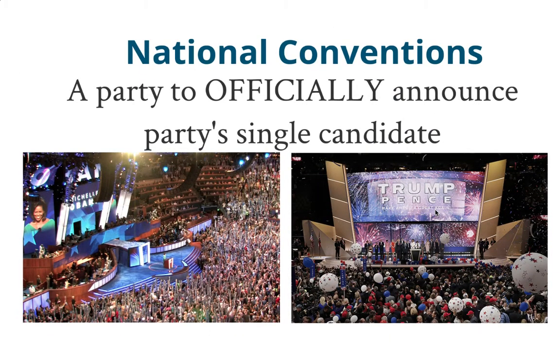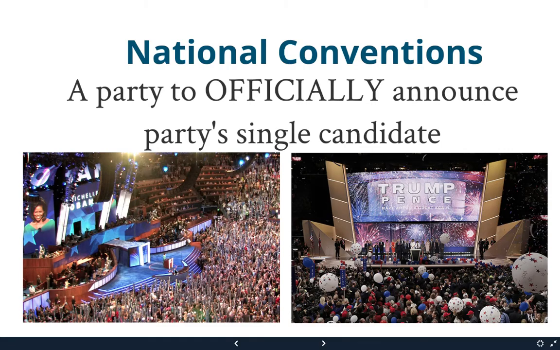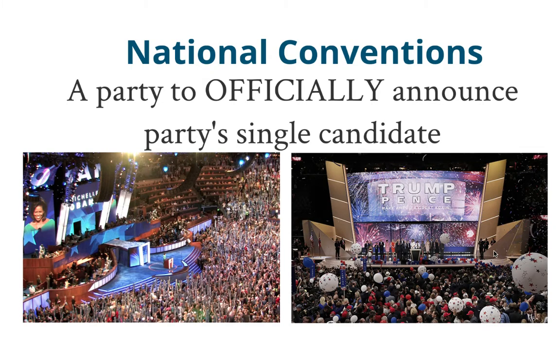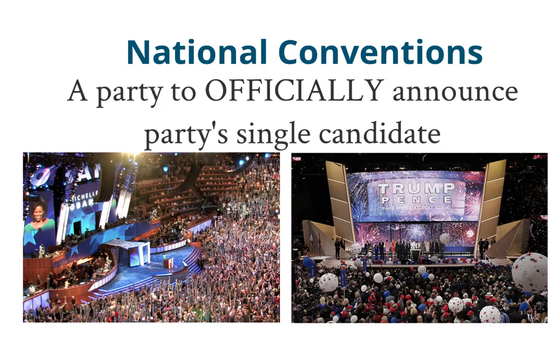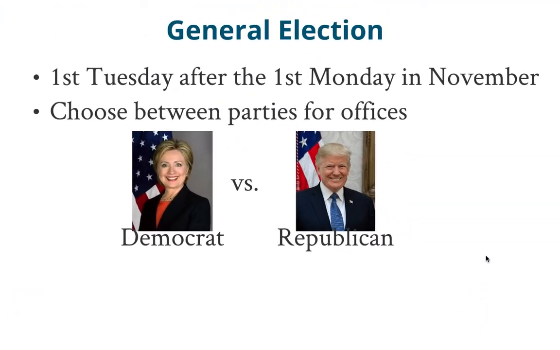Then it moves on to the National Convention. Here is a Democratic National Convention from 2012 and a Republican National Convention from 2016. Both of these national conventions are at the same place in Charlotte, North Carolina. This is the place where the party officially announces its candidate. So like I said, in 2020, Donald Trump will be the Republican candidate and Joe Biden will be the Democratic candidate. And then in the general election, the 2 candidates run against each other.